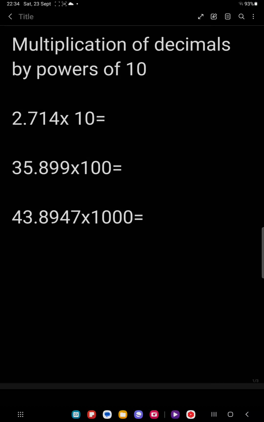Assalamu alaikum students. Today our topic is multiplication of decimals by powers of 10.